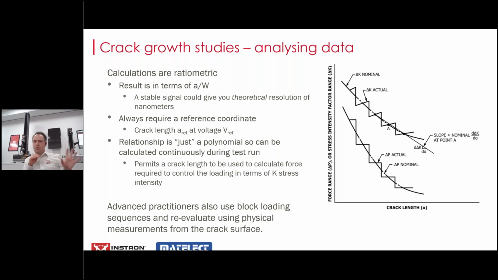As Matthew mentioned, if you really do want to do this properly and seriously, you should be using at least 3 known crack length points during your test, and correlate those to certain recorded voltages. It's a way of verifying that your relationship is true, a basic check that the polynomial, the relationship you're using, is working properly.